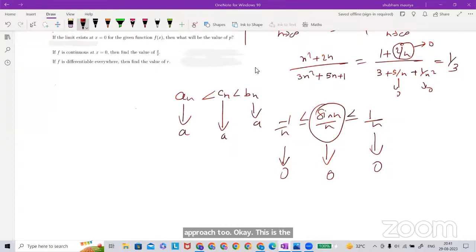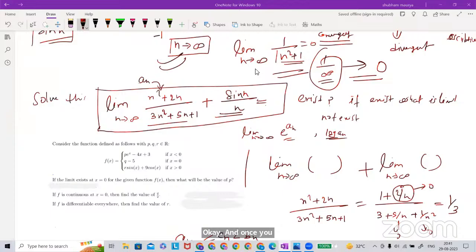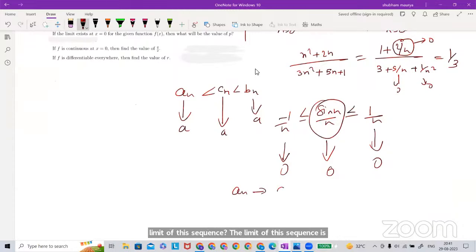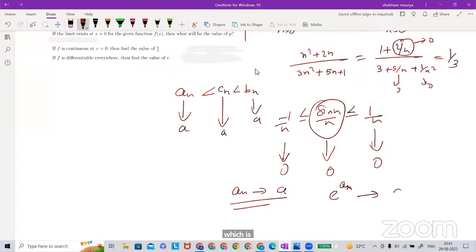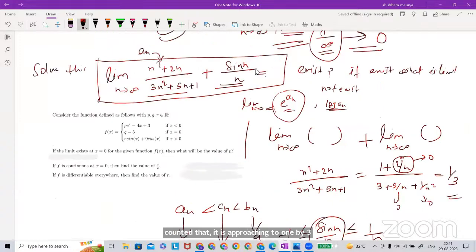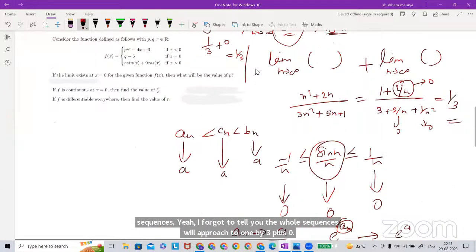Once you have this, what is going to be the limit of this sequence? Once you have a sequence an which approaches a, then e power an will approach e power a. And if you have log cn, where cn approaches a positive value, then it is fine. As we have already computed, it is approaching 1 by 3. So finally, I forgot to tell you, the whole sequence will approach 1 by 3 plus 0, which is 1 by 3. So the limit of this sequence is going to be 1 by 3.